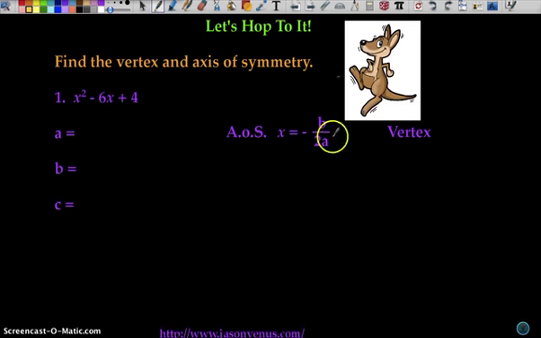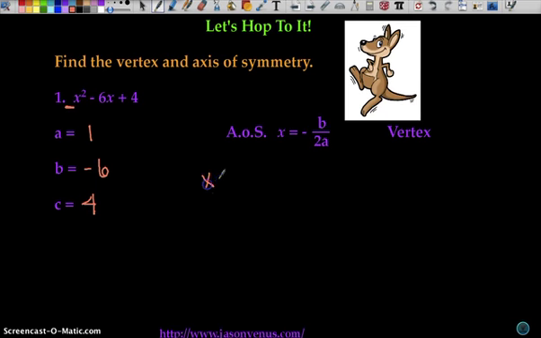So, acting like a kangaroo, hop into the problem. We start with something simple and easy. A here is 1, B is a negative 6, and C is a positive 4. So remember the 1 comes from in front of the x squared term. Now, axis of symmetry, x equals negative b divided by 2a.